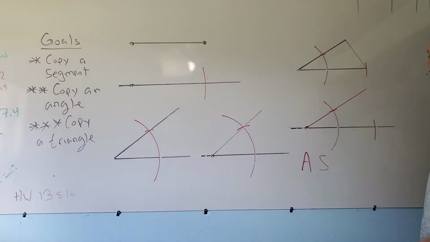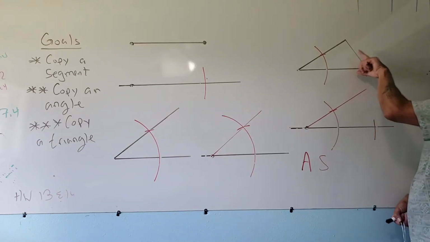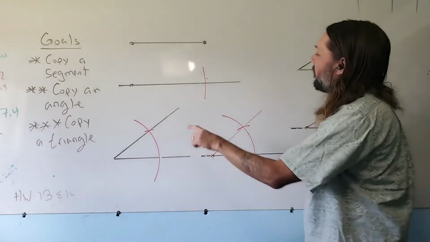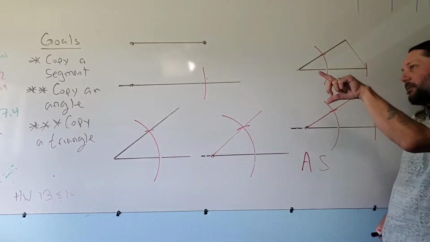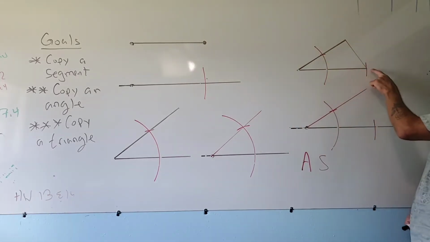Anyways, I got one more angle I need to copy. I'm going to copy this angle, so it's going to look a little bit backwards. It's a reflection of what we've done, right? It flipped. So the very first thing I'm going to do is put the needle here.